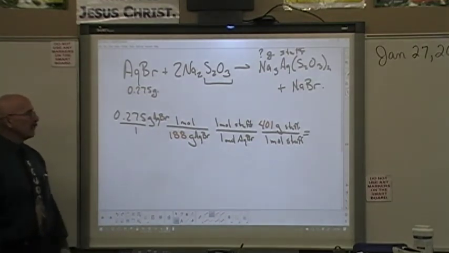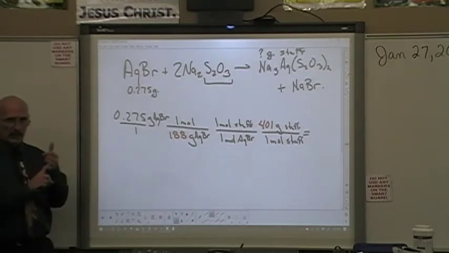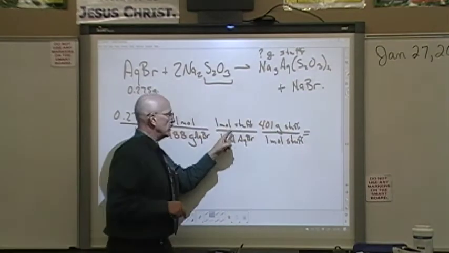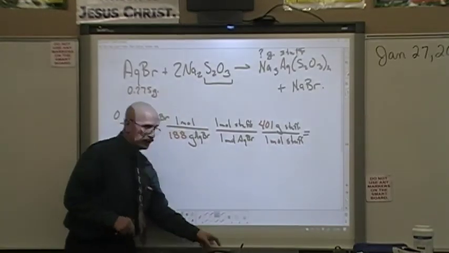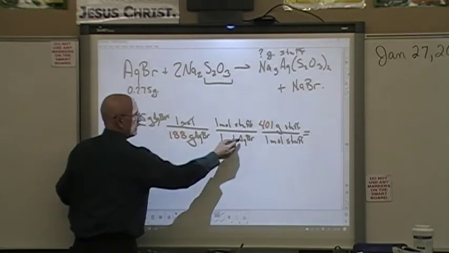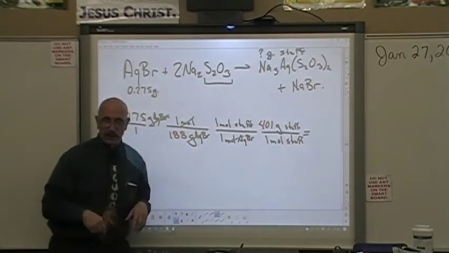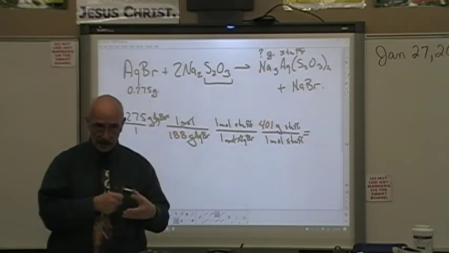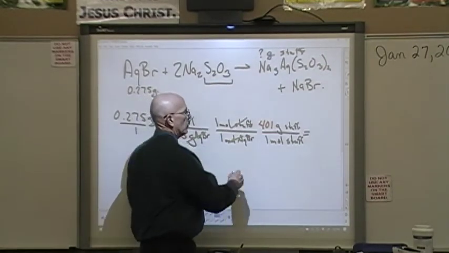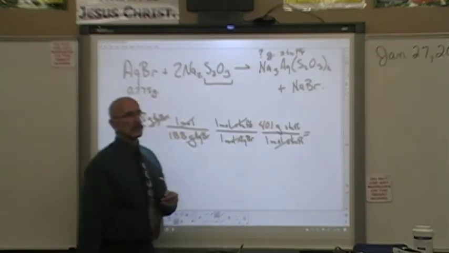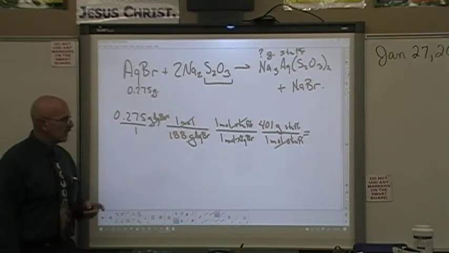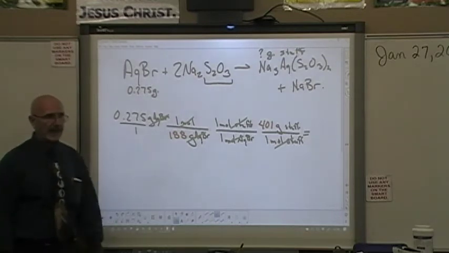Once we get our numbers in there, we calculate our molar mass for what I started with, and molar mass for what I'm ending with. In the middle is my mole ratio. We check: do my units cancel out? Yes. Do my units cancel out? Yes. I did one of these last period, and I caught a mistake right in the middle because grams didn't cancel out with moles. Moles of stuff, moles of stuff. We're good. So 401 times 0.275, and then you divide by 188.